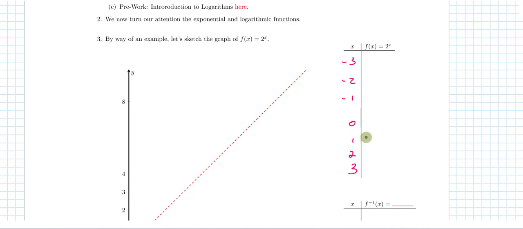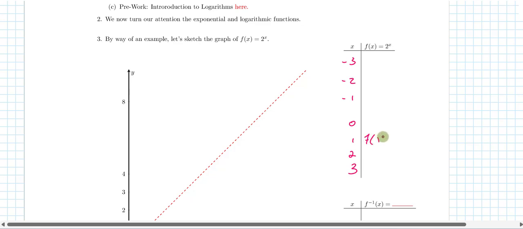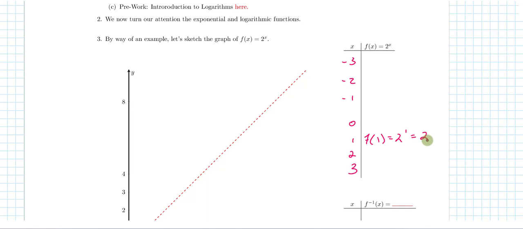Putting in a little more detail than we normally will, I'll write that f of 1 is equal to 2 to the first power, and I've learned how to evaluate that. That evaluates as 2. Likewise, if we were to evaluate f of 2, this would be 2 to the second power, which gives me 4. And then f of 3 is going to give me an output value of 8.